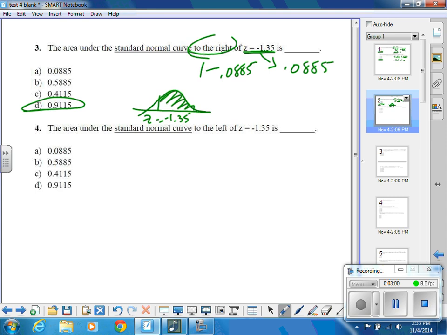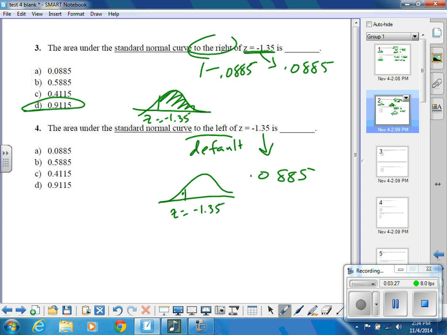Now the next one says to the left. Well, the left is the default. Whenever you look this number up in the book, that is exactly what you're going to get. So if I look up number 4 in the back of the book, I end up with 0.0885. That's exactly what it was in number 3, but to figure out to the right, I did 1 minus. In this case, here's my z equals negative 1.35. So just know that the left is the default, okay? Right, you got to do 1 minus.